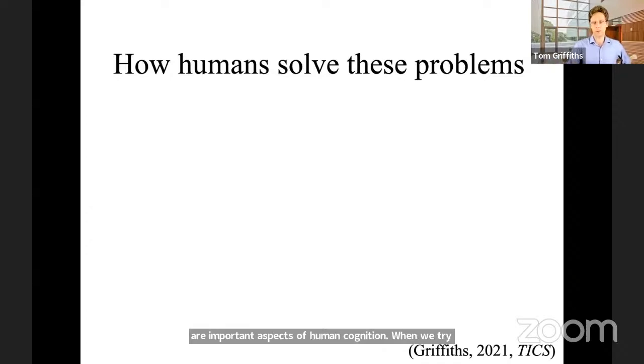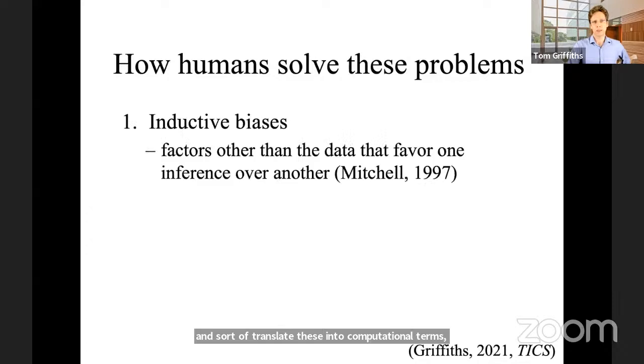And the two that I'm going to focus on today are, first of all, inductive biases. In machine learning, we talk about inductive biases as being those factors other than the data that favor one inference over another. They're the things that we bring to a problem that allow us to select a good solution, even when the limited data that we have is not enough to tell us exactly which solution is the right one. And so if you're going to learn from small amounts of data, you need to have good inductive biases. That's a basic result of machine learning.